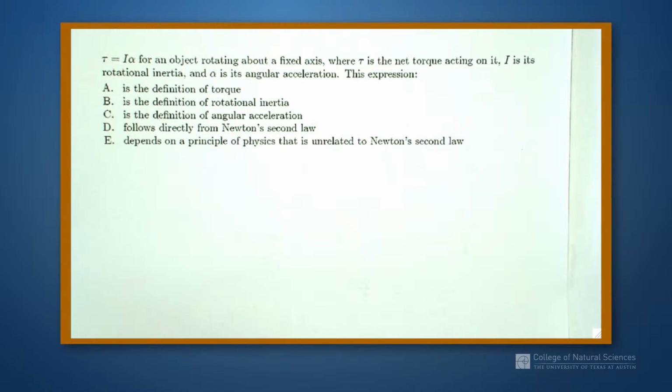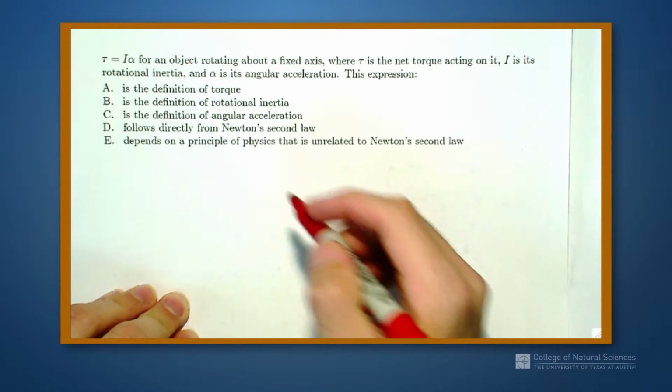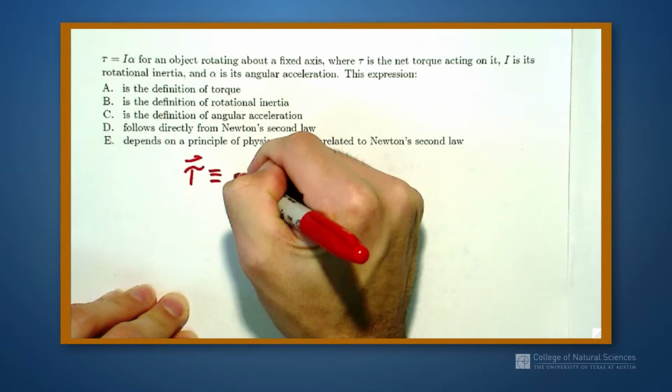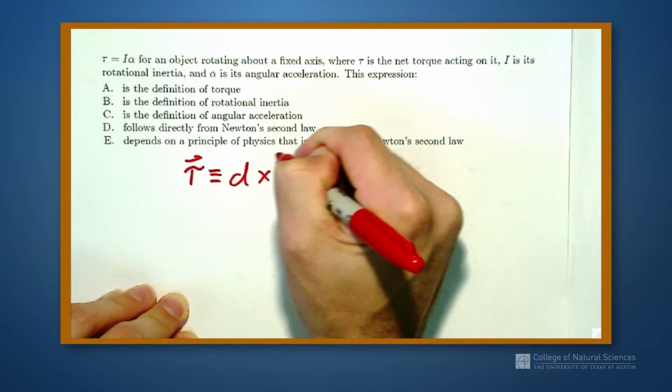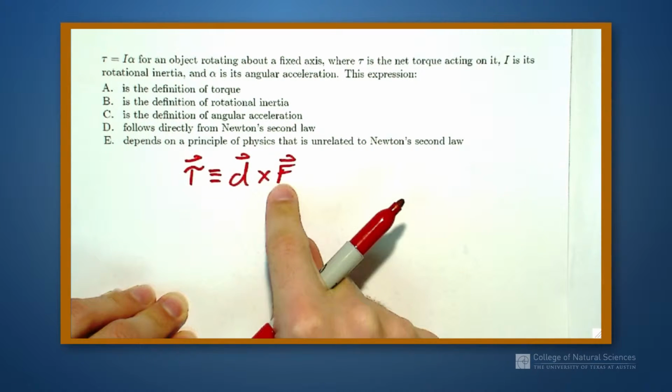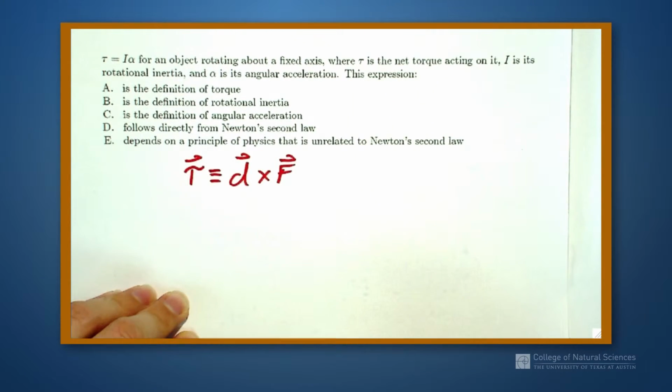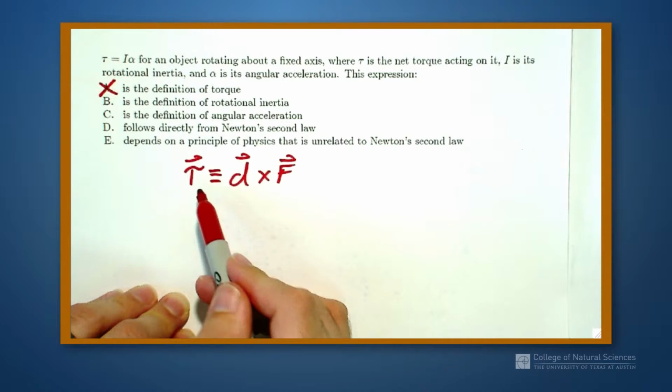Okay, well, let's take these one at a time. Definition of torque. Well, the definition of torque is d cross F. How do we get a torque? We have a force at a distance. We multiply the two using a cross product. So A, as I have it defined, is wrong because the definition of torque is something different.